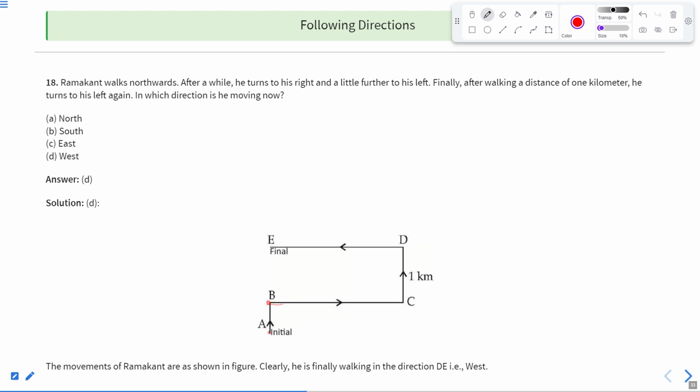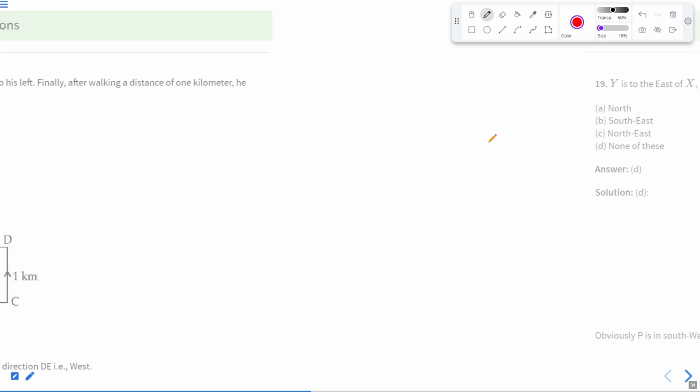Ramnath walks northward, so A to B he walks. Then he turns right, ठीक है? Then a little forward left. After 1 kilometer, he again turns left. He is walking in the west direction. As you see in the figure down, this is definitely the west direction he's stopping. Last movement. D is the answer.